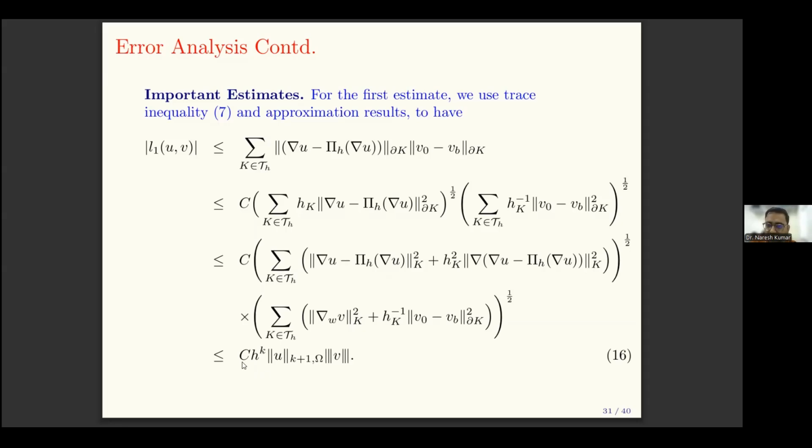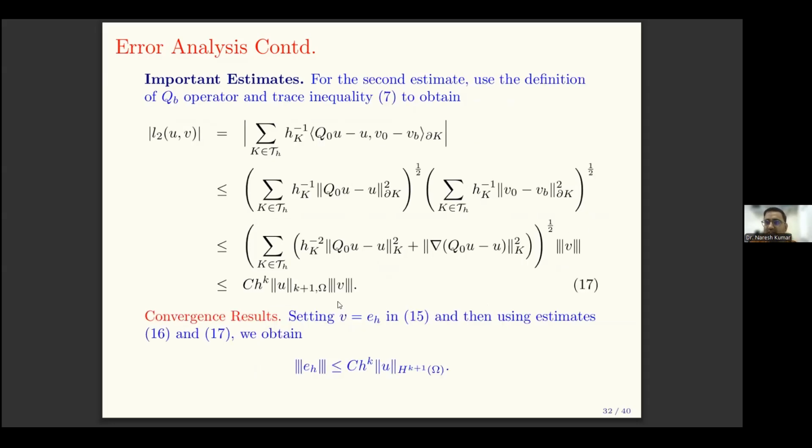So here the L1 term is less than or equal to h to the power k times the norm of u in H^(k+1), times the triple bar norm. And similarly, you can also bound the L2 term. The L2 term's definition is this one, and again apply the Cauchy-Schwarz and the trace inequality, and then you can easily get equation 17. So now we have equations 16 and 17.